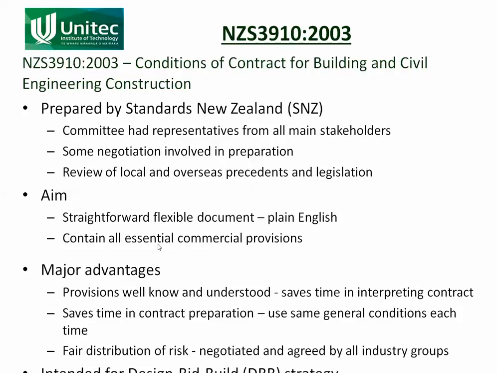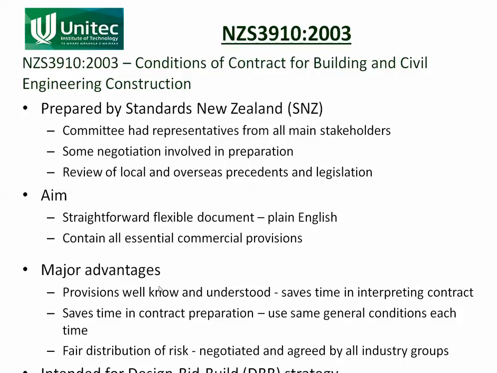It contains all the essential commercial provisions. You'll recall that one of the elements of a contract is essential elements, that you state what the contract covers. The commercial provisions are the roles and responsibilities, the allocation of risk and stuff like that. So what the NZS 3910 covers is all of the commercial provisions that are required for both parties to know exactly what they're getting themselves into in the contract agreement.